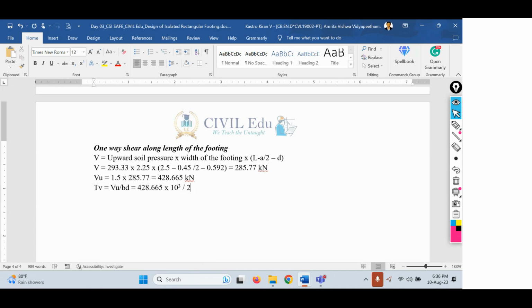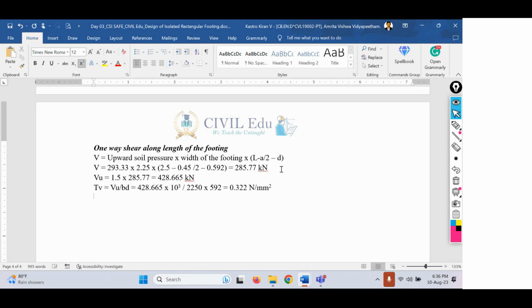For VU divided by B into D, what is the width of the footing? 2250, into the depth of the footing, 592 mm. From this, we get the value as 0.322 newtons per mm square. So this is the tau V value.